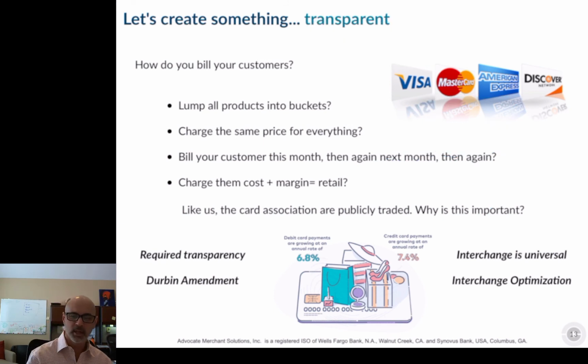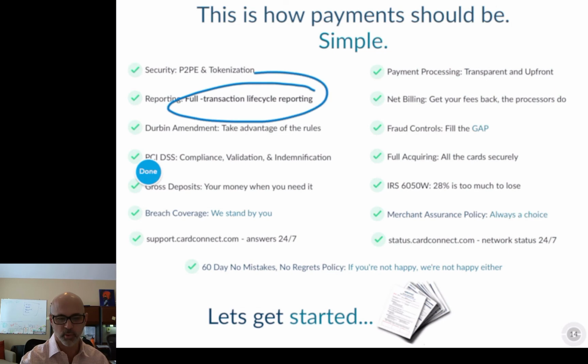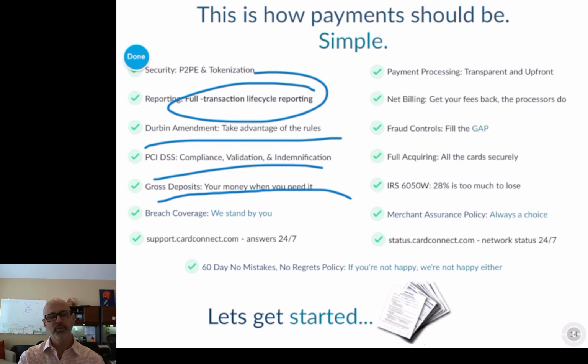Fantastic. So the last part of what we're going to get into here is how payments should actually be. Something that's simple. Providing you with security that's P2PE to tokenization, giving you transactional lifecycle reporting, access to things like the Durbin Amendment and PCI, but getting gross money. You know, if you do $13,456.18, shouldn't you have $13,456.18 in your account tomorrow? Yeah, we don't bill before we make our deposits.